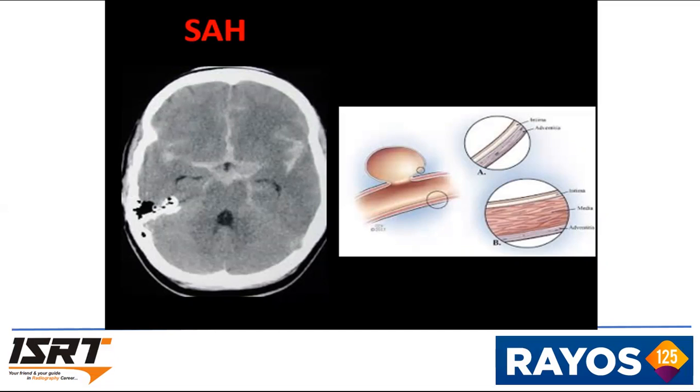Here you can see the aneurysm, a saccular aneurysm. Aneurysm means dilatation of a blood vessel. Once it's ruptured, the SAH can happen.